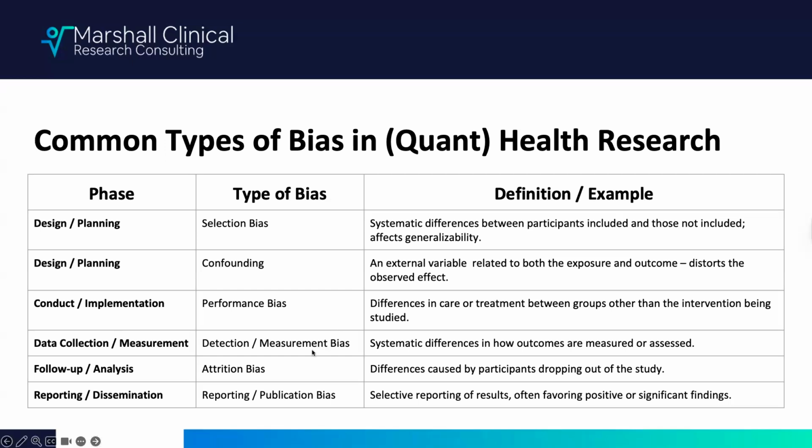Detection and measurement bias are differences in how outcomes are measured or assessed. Attrition bias is the dropouts from the study. And then reporting and publication bias: selective reporting of outcomes or results tends to often favor the positive or significant findings, and then maybe not choosing to publish papers on null results.